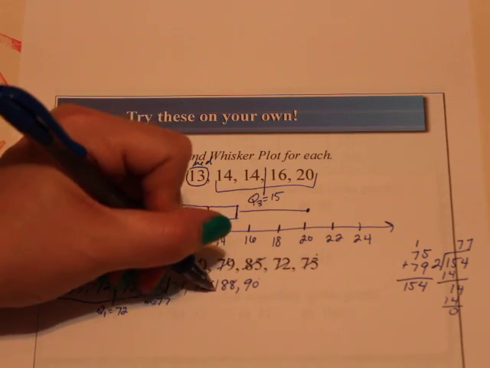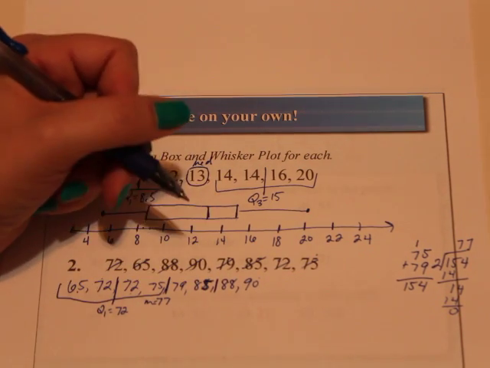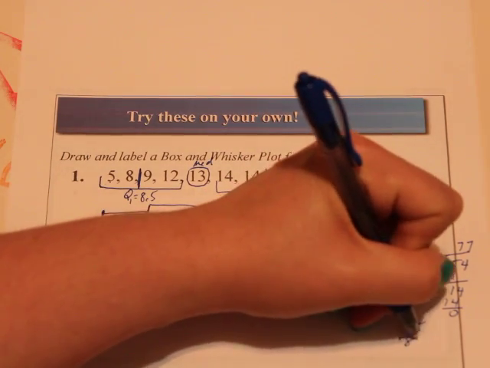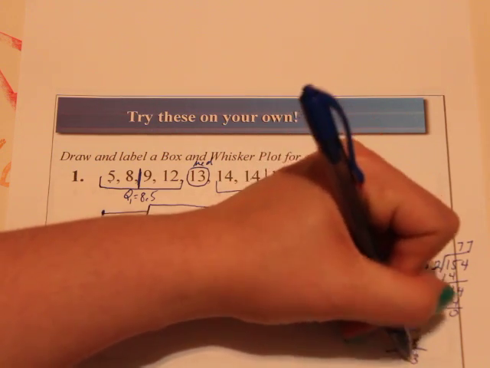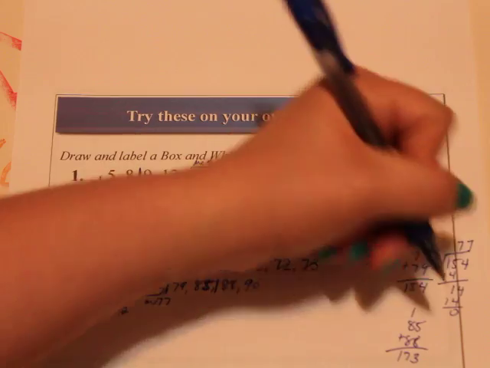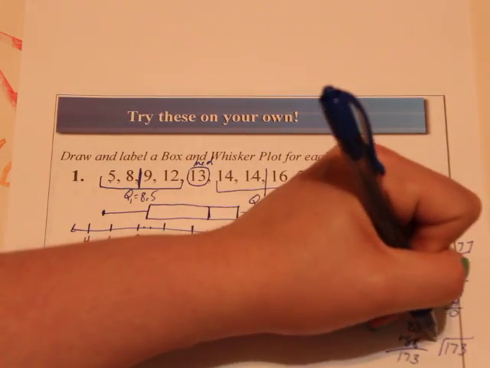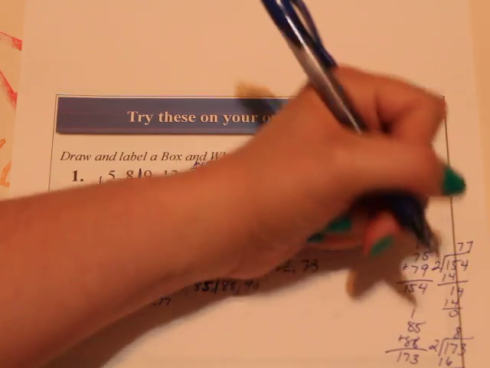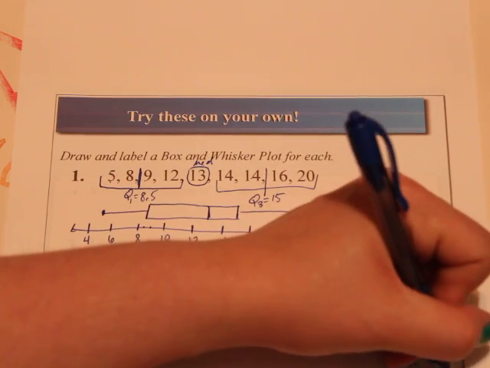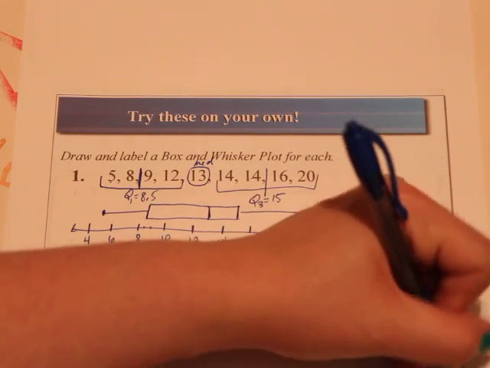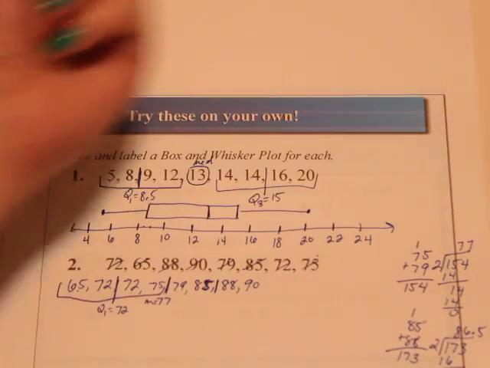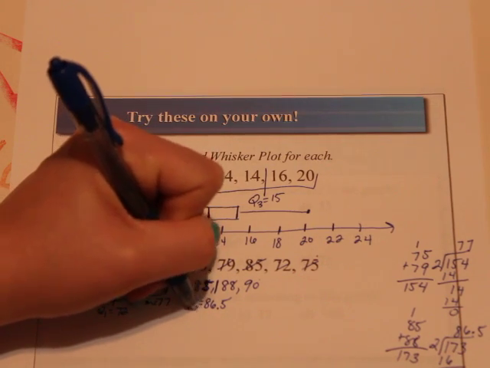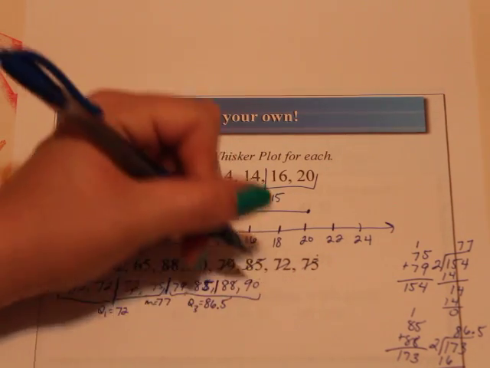Now we look at the upper half here. Our two numbers in the middle are 85 and 88. So again, we need to add those two and then divide by 2. 8 and 5, that's 13, 16, 17. So 173 divided by 2. 2 goes into 17 8 times, that makes 16. 2 goes into 13 6 times. 2 goes into 10 5 times. So in the middle is going to be 86.5, and that's Q3. And that's our upper half of our data there.